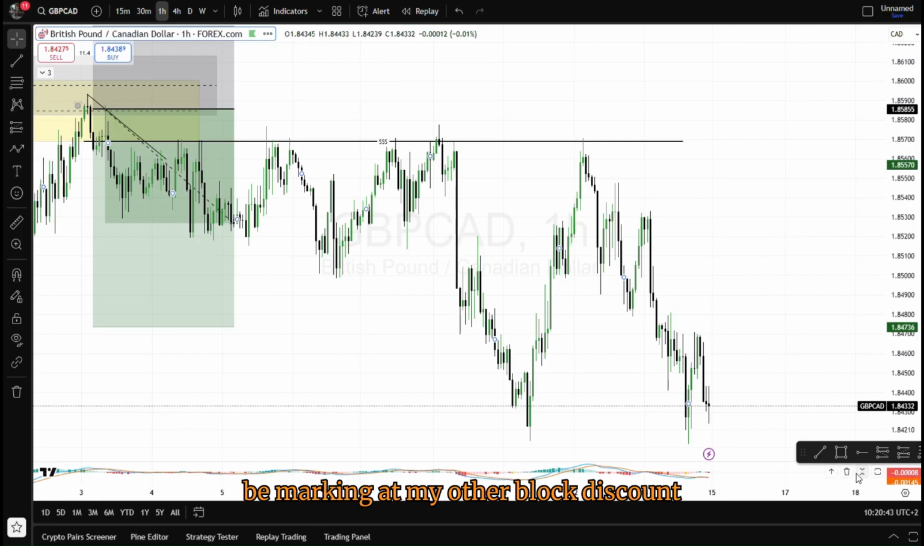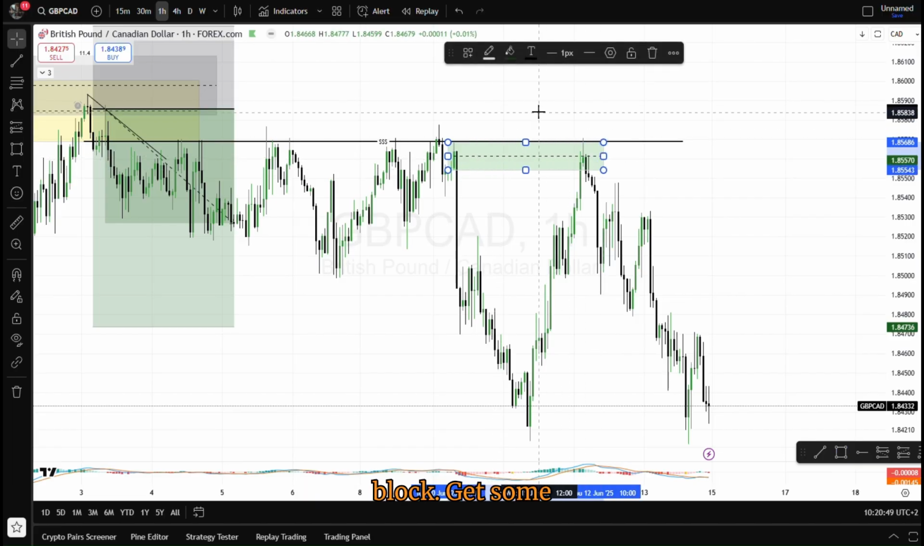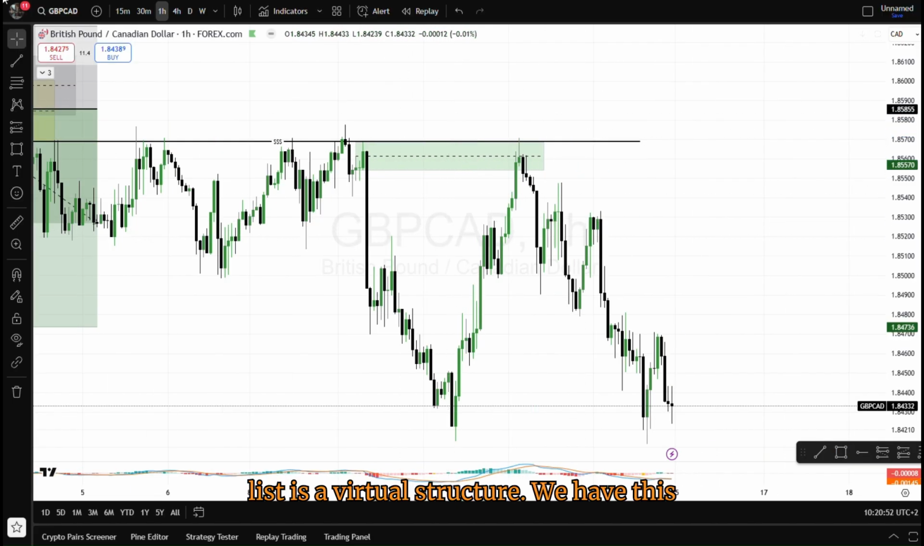What do I need to confirm a nice order block? First of all, I'm going to be marking out my order block. This candle right here should be my order block. Next is a breakout structure. We have this breakout structure.